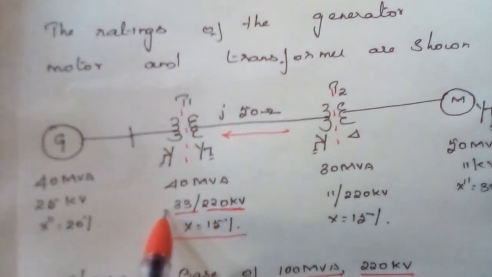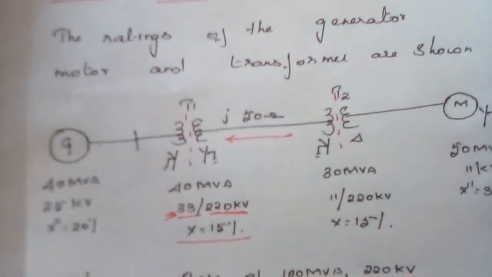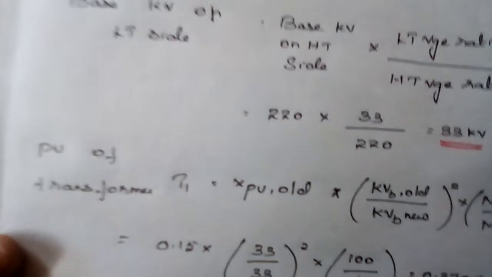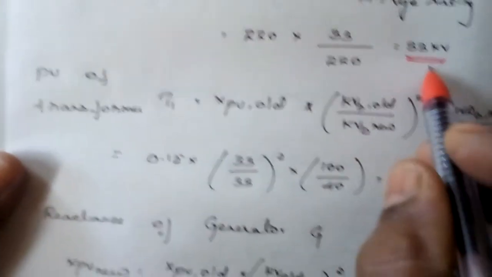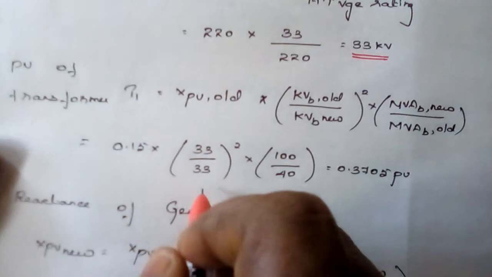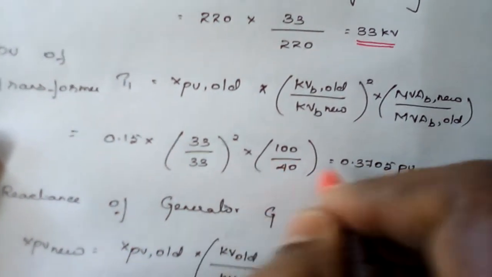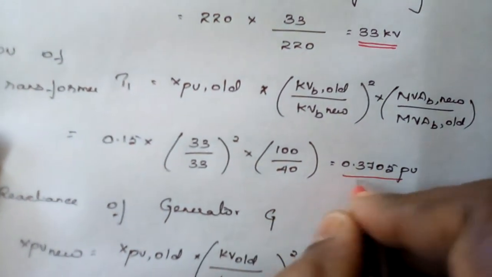I consider this 33 value as the old value, right? And the calculated new value is also 33. It is calculated above, so I substitute 33 by 33 into 100 by 40, which gives this per unit value.